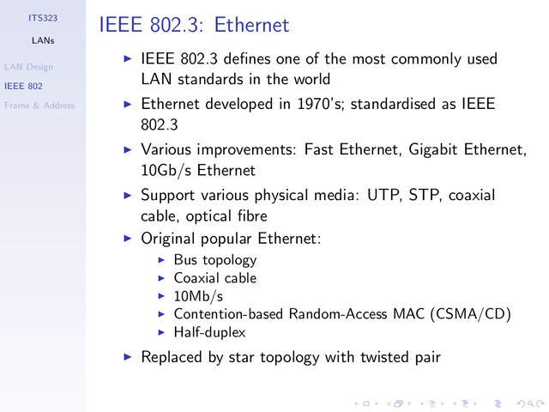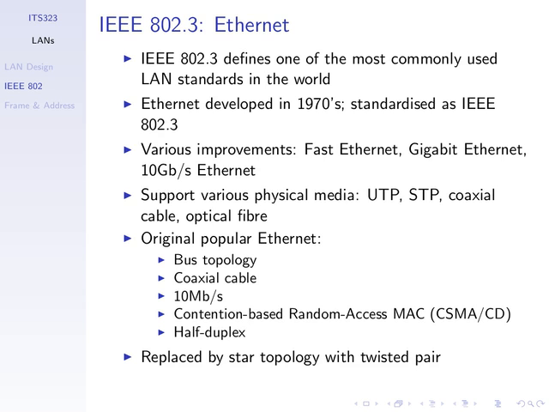The standard is 802.3, but the common name is Ethernet. It's been improved to Fast Ethernet, Gigabit Ethernet, and 10 gigabit per second Ethernet. There's even a 40 gigabit per second Ethernet and work on 100 gigabit per second Ethernet, using similar concepts but improved technologies to send faster. It supports different transmission media: twisted pair, both unshielded and shielded, coaxial cable and optical fiber.